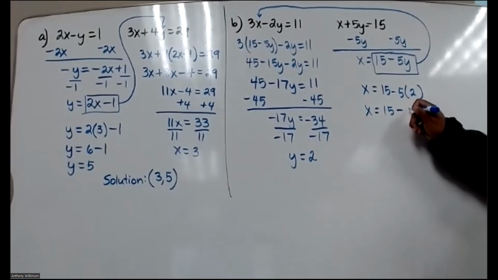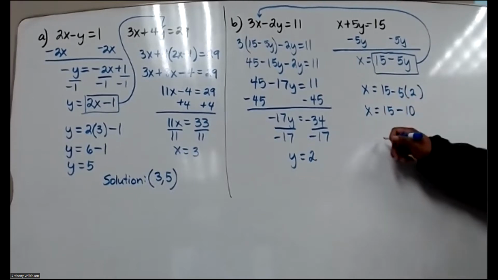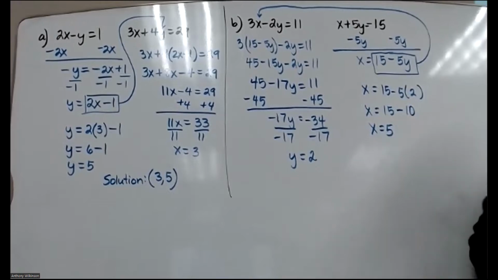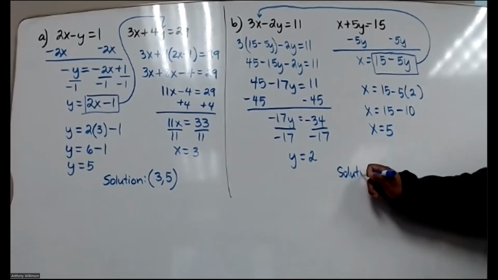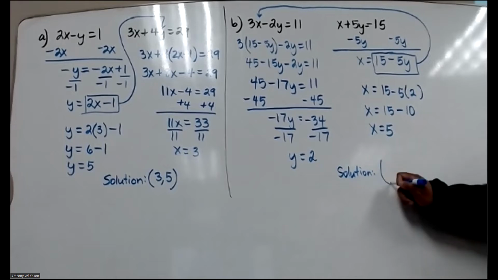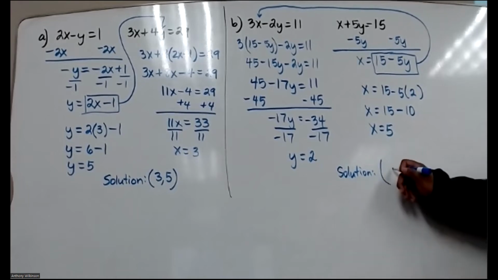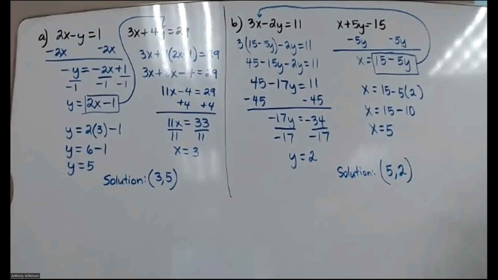And then 15 minus 5 times 2, that's 10. What's 15 minus 10? 5. So here x is equal to 5 and y is equal to 2. So my ordered pair for this system of equations will be (5, 2).